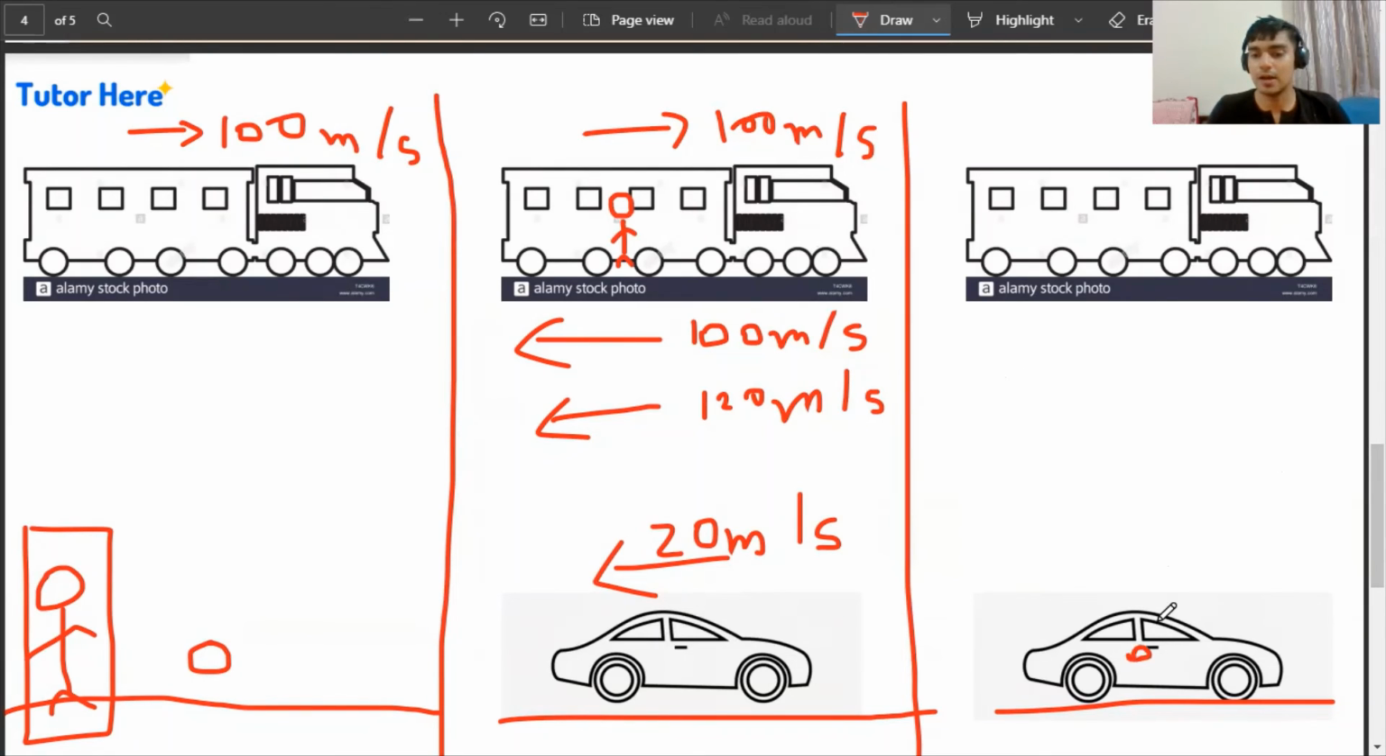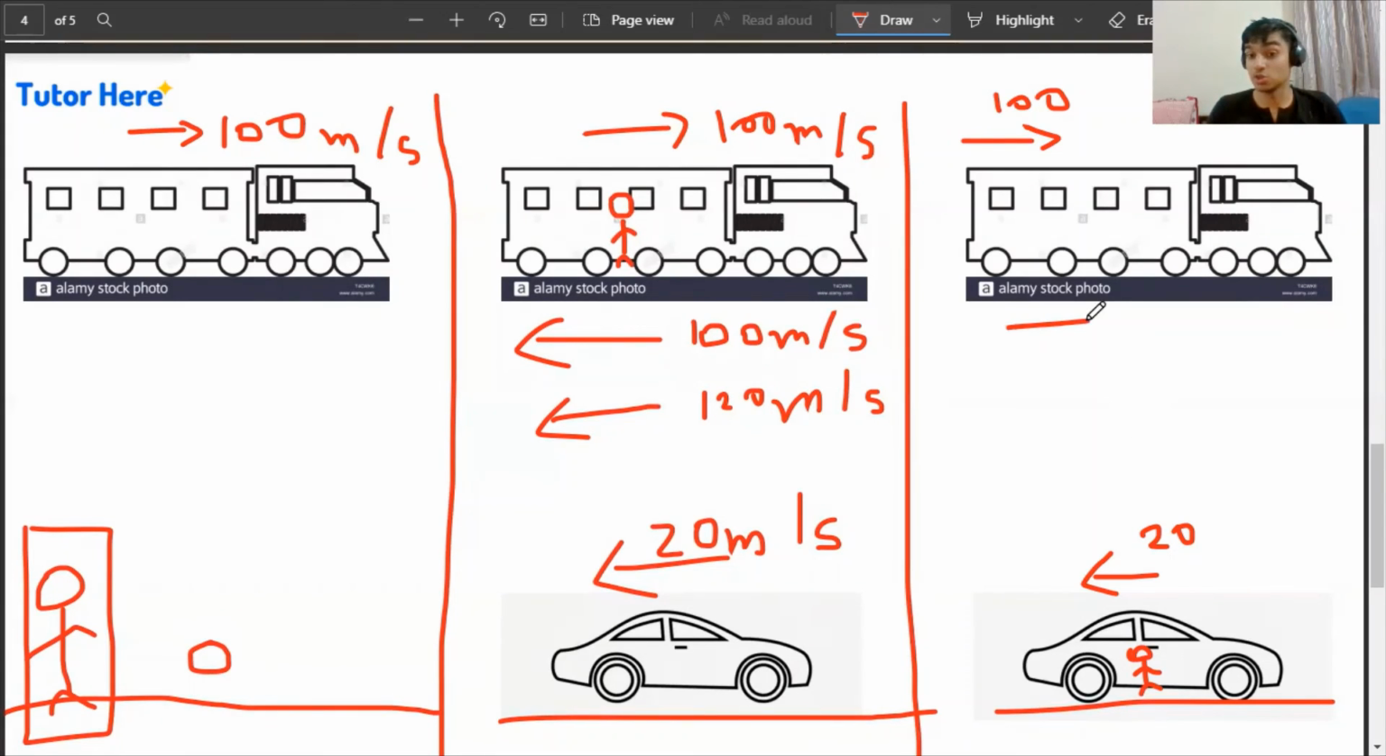Let's say you're in the car again, okay? You are sitting in the car and the train is again moving at 100. Let me just write that down, at 100. The car is moving this direction, 20 meters per second, okay? Let's answer the questions again. From your frame of reference in the car, what is the velocity of the train?